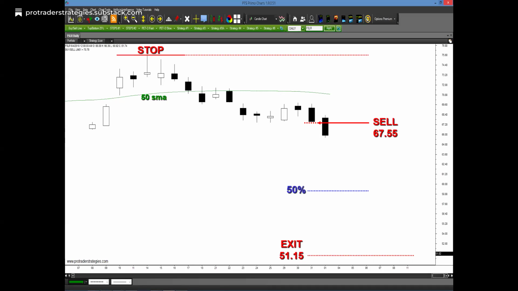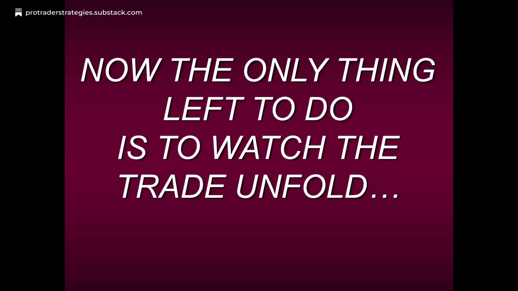So let's watch the trade unfold. Well, 2 days, we've got a nice profit, but once again, it's only on paper. But now we've come to the 50% level, so we are canceling this stop and moving it to break even. And now, once again, the only thing left to do is watch the trade unfold. We are fishing, and we have everything set in place. All we do now is wait.